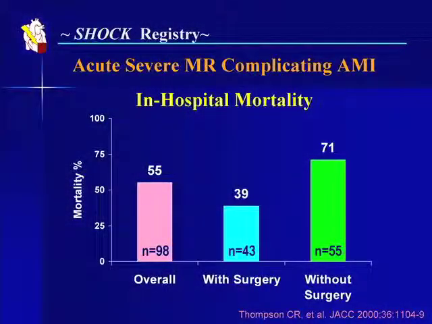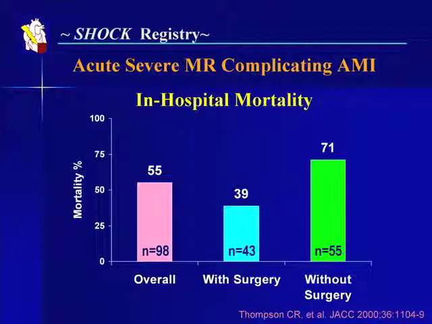Let's move on with that. So acute severe mitral regurgitation, complicating acute myocardial infarction, has an extremely high mortality rate, okay? With medical treatment, you can survive, but the survival is really poor.